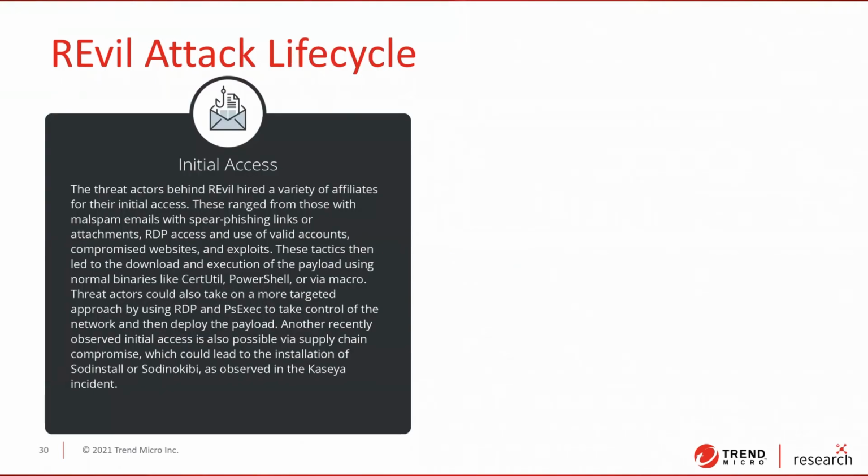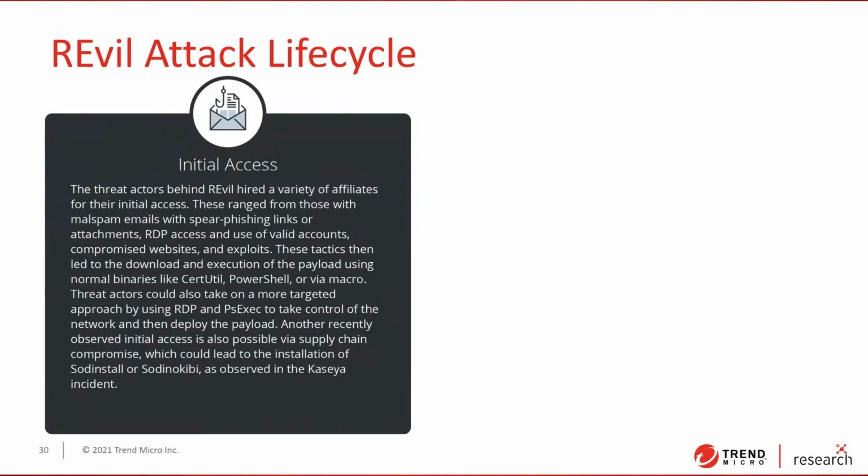Let's look at some of the attack lifecycle. You can see here, they hire a variety of affiliates for their initial access. They used mail spam, spear phishing links, RDP access for use of valid accounts, compromised websites, exploits, all of these different ways to get into the organization. So again, it's a plethora of tactics that they will utilize. It just depends on what works at which victim.